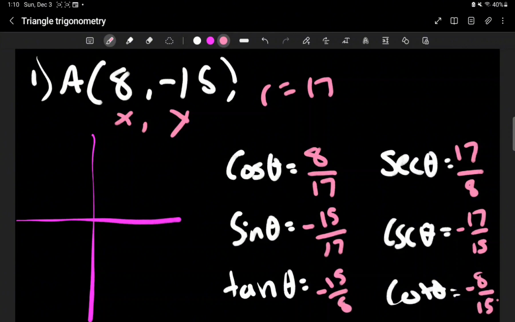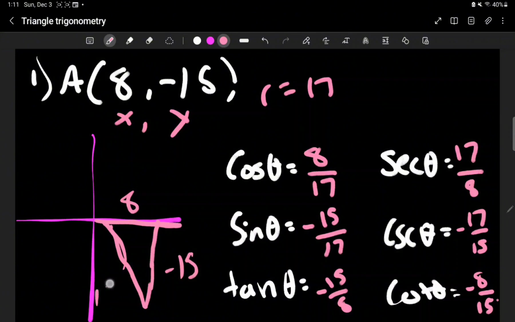And now let's figure out where our triangle is going to be. Because there's a negative y value, that means it's going to have to be either in here or in here, but the x is positive, so it can't be in here because quadrant 3 has negative x. So x is 8, this is negative 15, and r is 17.